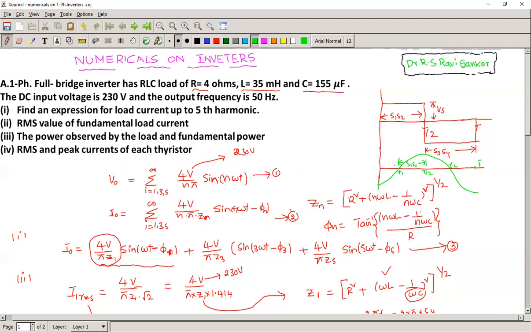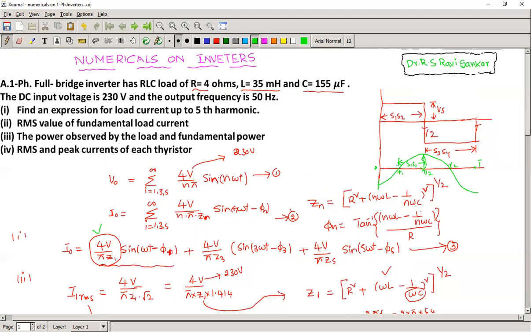This is omega T equal to 0. So the peak current is nothing but this value of current, which is carried by S1 and S2. This is the peak, nothing but the amplitude. This is the amplitude of the fundamental component, nothing but the peak value.